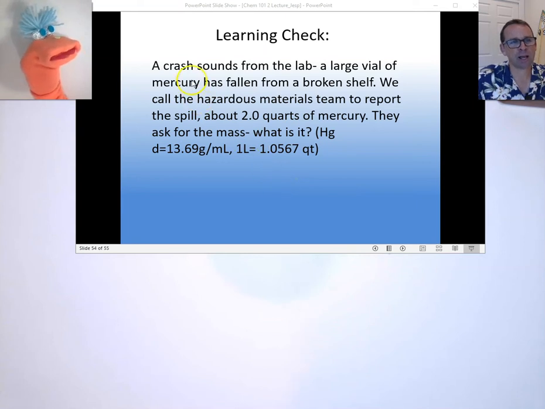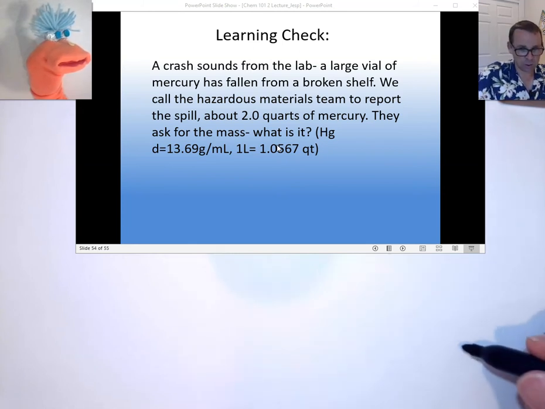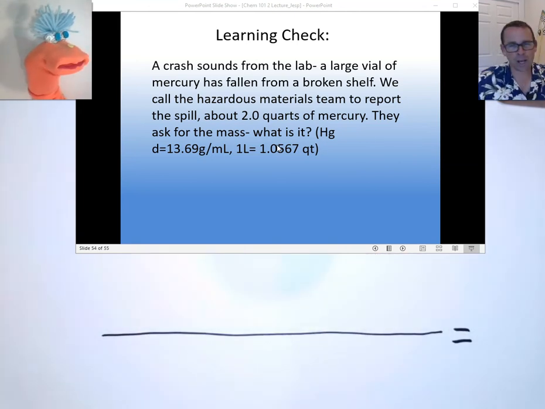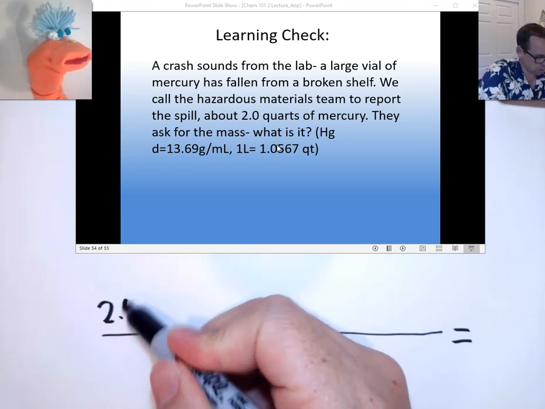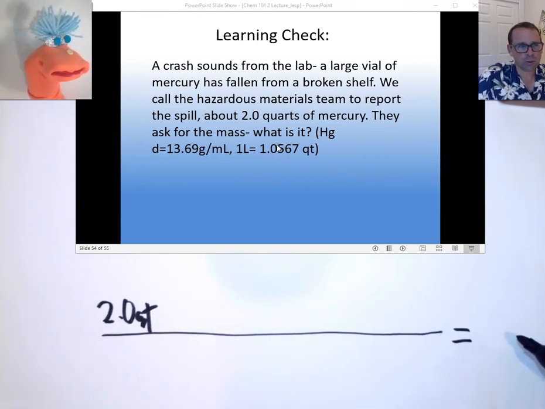Okay, so here's an example. Crash sounds from the lab. A large vial of mercury has fallen and broken. It's spilled 2 quarts, but they want to know what mass of it is on the ground. Okay, so we're going to use our method with an equal sign, and we're going to choose our units to the right. And we're going to start with 2 quarts of mercury and see if we can get to what? What do we want to get to? They ask for the mass.